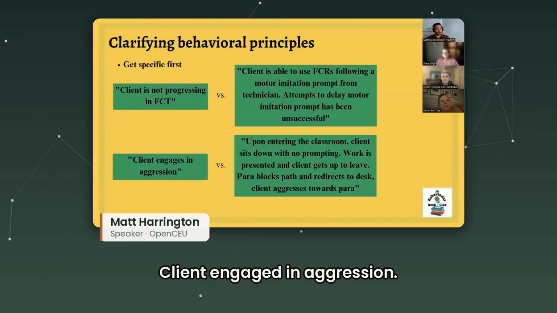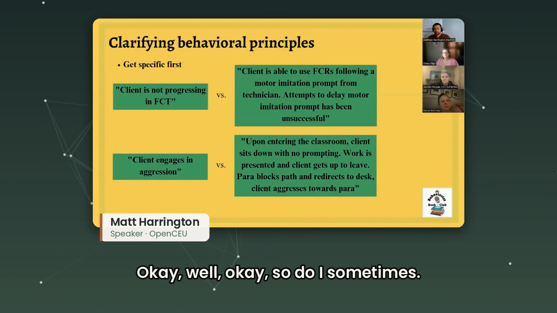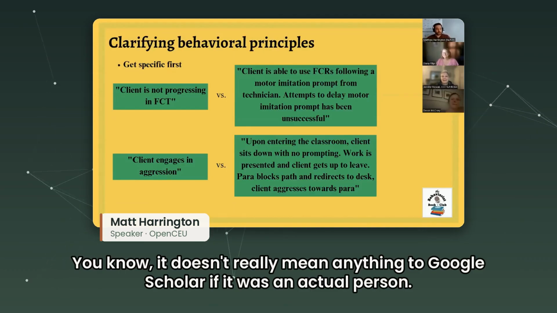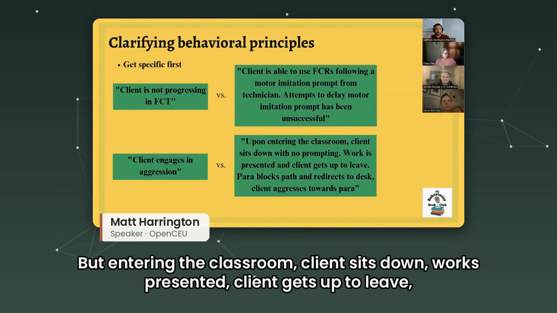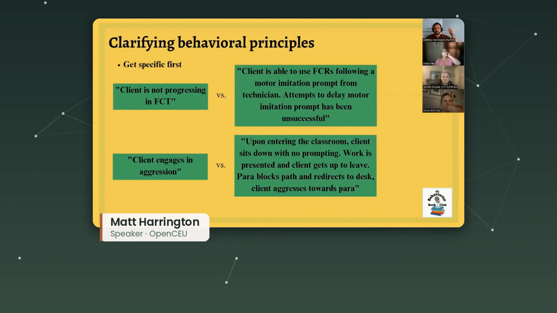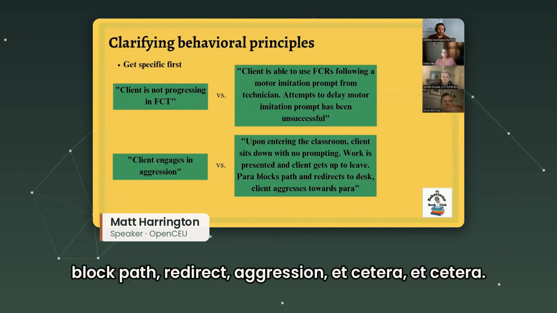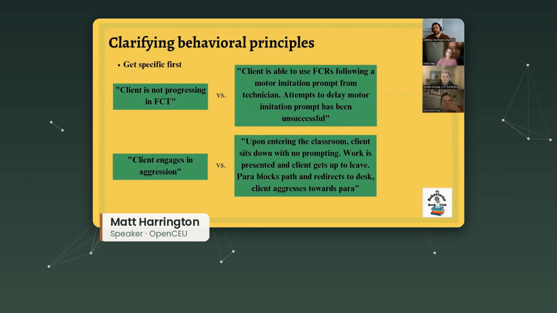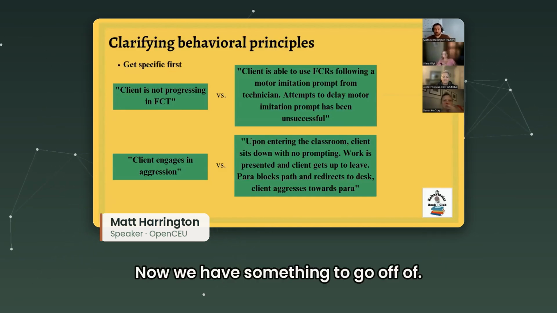Client engaged in aggression. Okay, well, so do I sometimes. It doesn't really mean anything to Google Scholar if it was an actual person. But entering the classroom, client sits down, work's presented, client gets up to leave, block path, redirect, aggression, etc., etc. Now we have something to go off of.